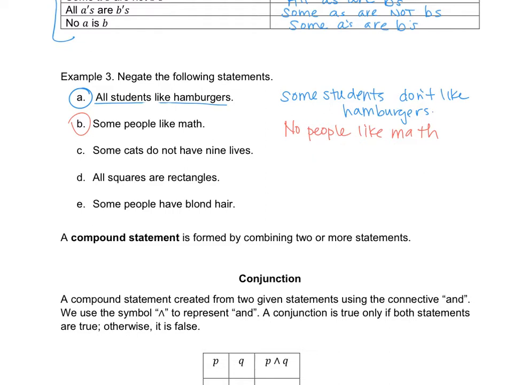Then the next one, some cats do not have 9 lives. Then we could say, well, all cats have 9 lives, and you can verify that those will always have opposite truth values. The next one we have is all squares are rectangles. We could say some squares are not rectangles.